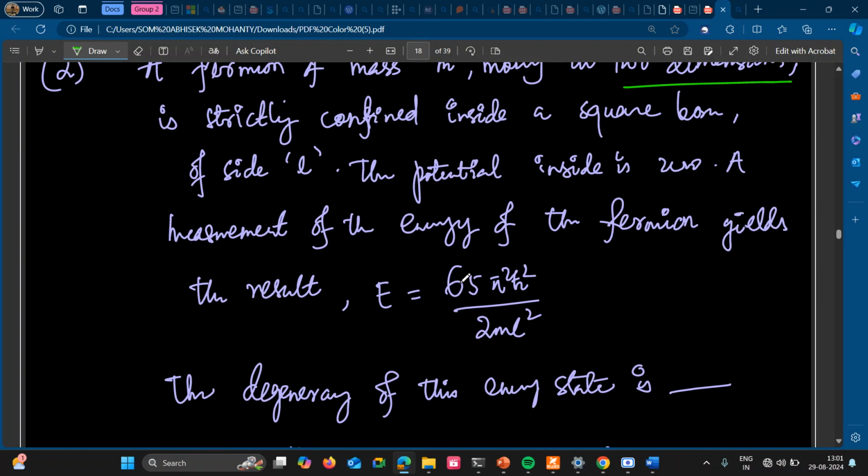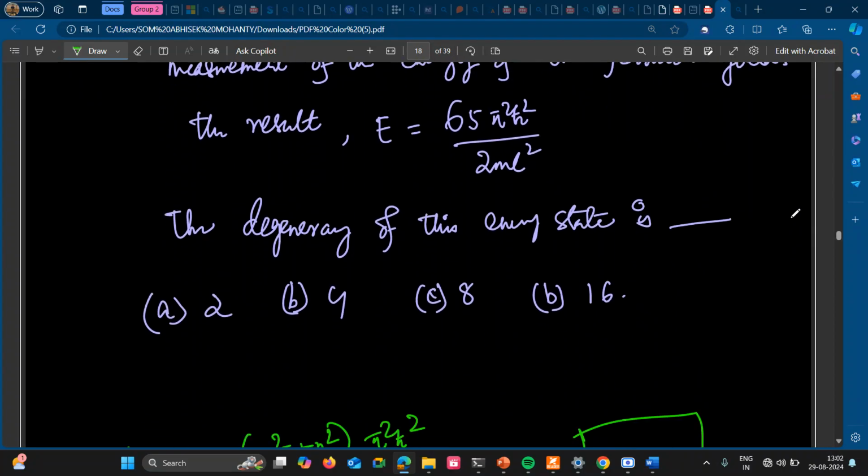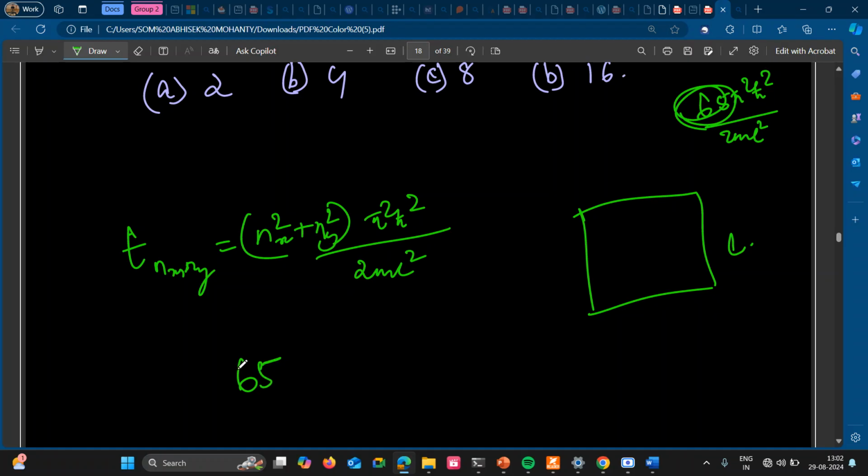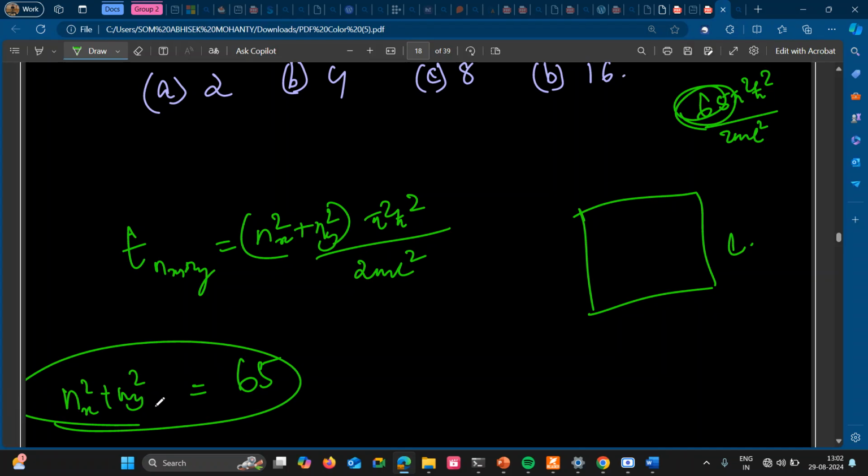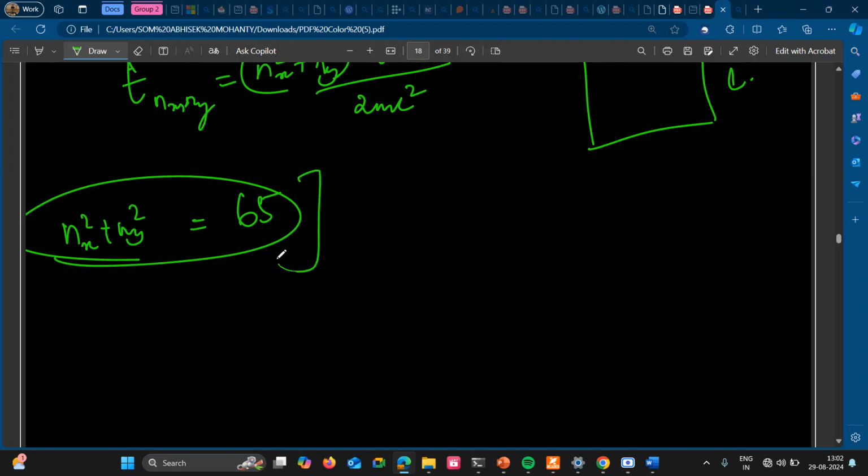Now what is asked? The potential inside is zero, that statement is not required. The measurement of the energy of the fermion gives 65 pi square h cut square by 2 m L square. If we compare the two equations, 65 is nx square plus ny square, where nx is the number of components in x. So how can I get it? It's very simple. We just have to get combinations of nx and ny which will give me 65.